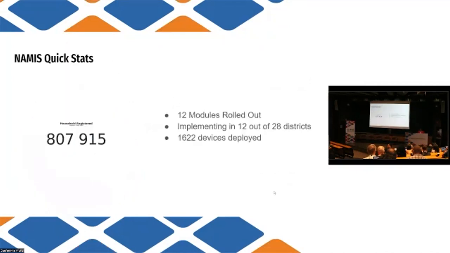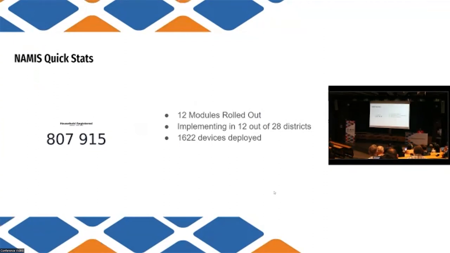So just a quick update of what we have achieved in terms of the implementation. We have rolled out 12 modules out of the 18. And I know that as we go into the future, the 18 modules are going to increase based on the needs of different users and stakeholders. But currently right now we are at 12 modules. And one of the modules that has gained momentum in our ministry is the household registration. As of now, we have registered over 807,000 households. And this system we're implementing in 12 out of 28 districts.